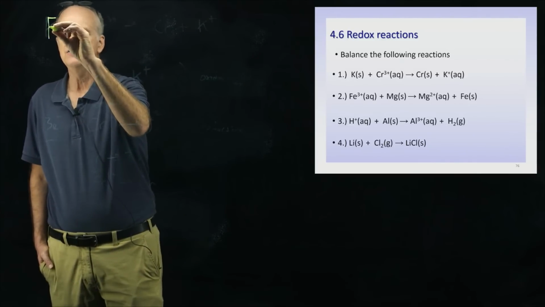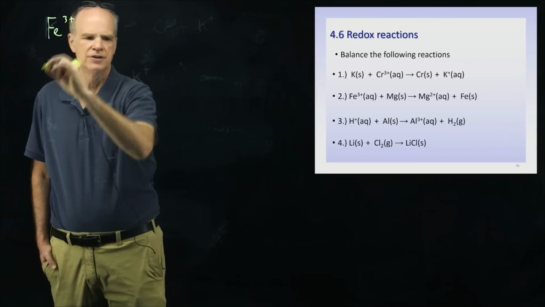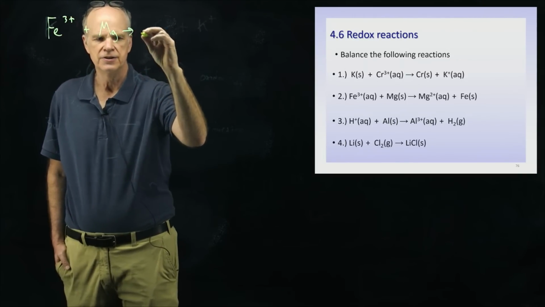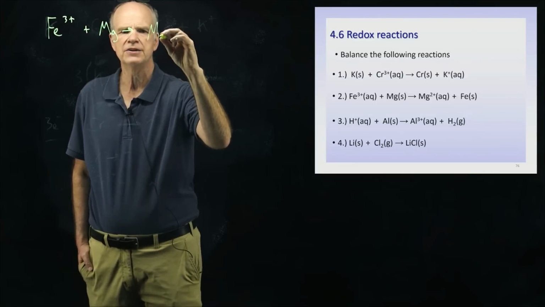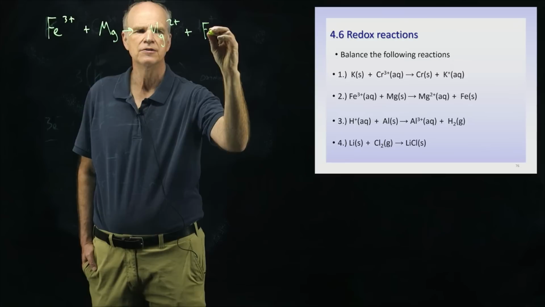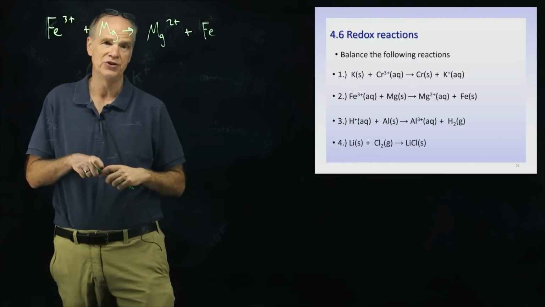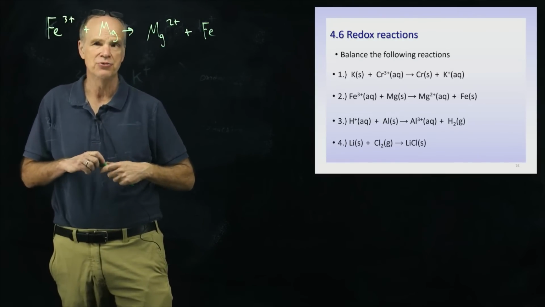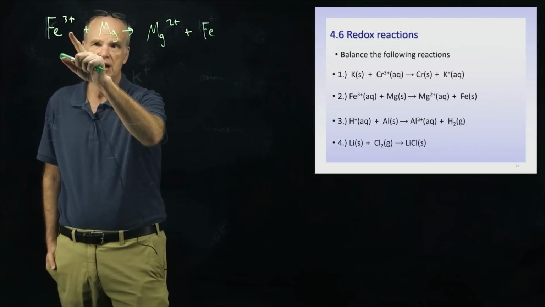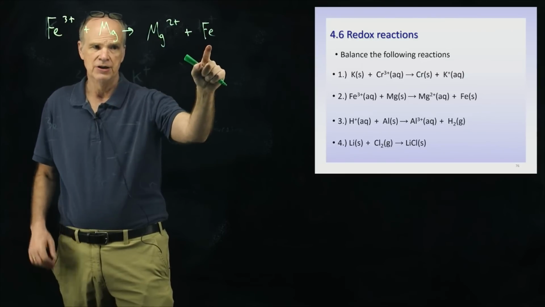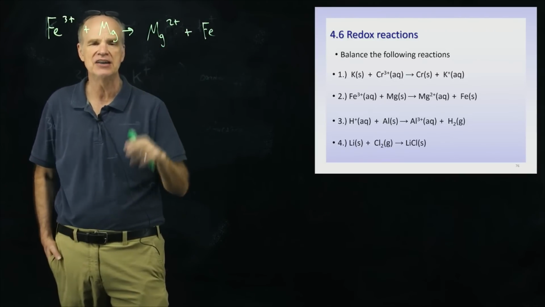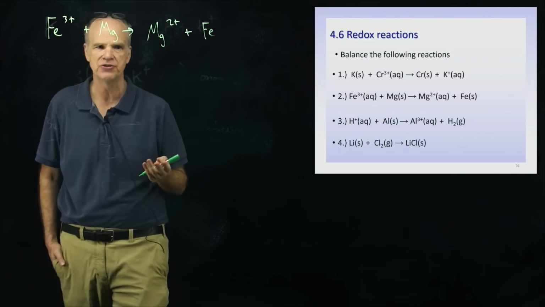We have iron 3 plus reacting with magnesium metal gives you magnesium with a 2 plus ion plus iron metal. Well, first off, we might want to figure out this is a redox reaction. So I think you can pretty quickly see that this is a redox reaction because the oxidation number for iron 3 plus would be plus 3. For neutral iron here, it'd be 0. So the oxidation number of iron is changing, and also the oxidation number of magnesium is changing. So this is a redox reaction.